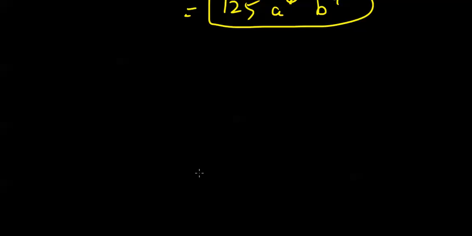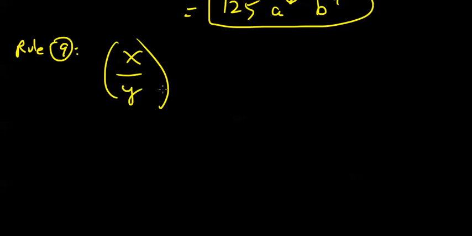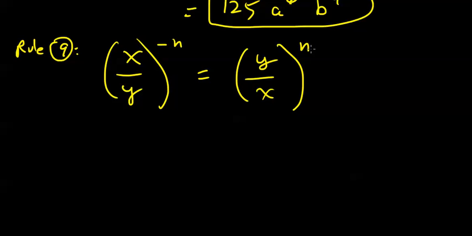The book talks about one more rule, Rule 9, and it's a nice little shortcut. Actually, I could have used this shortcut in the previous problem. Let me show you what I'm talking about. It says if I've got a fractional base raised to a negative exponent, I can equivalently invert that fractional base, should be an x there, and raise it to the positive nth power.